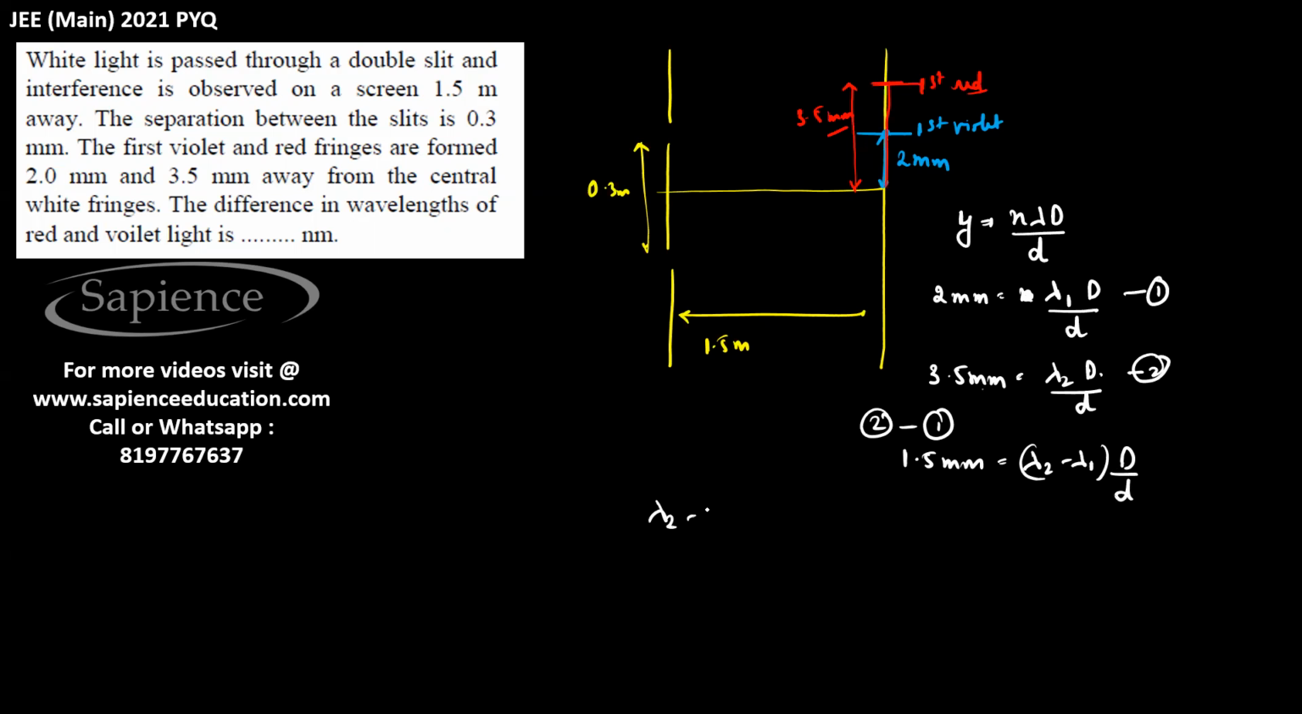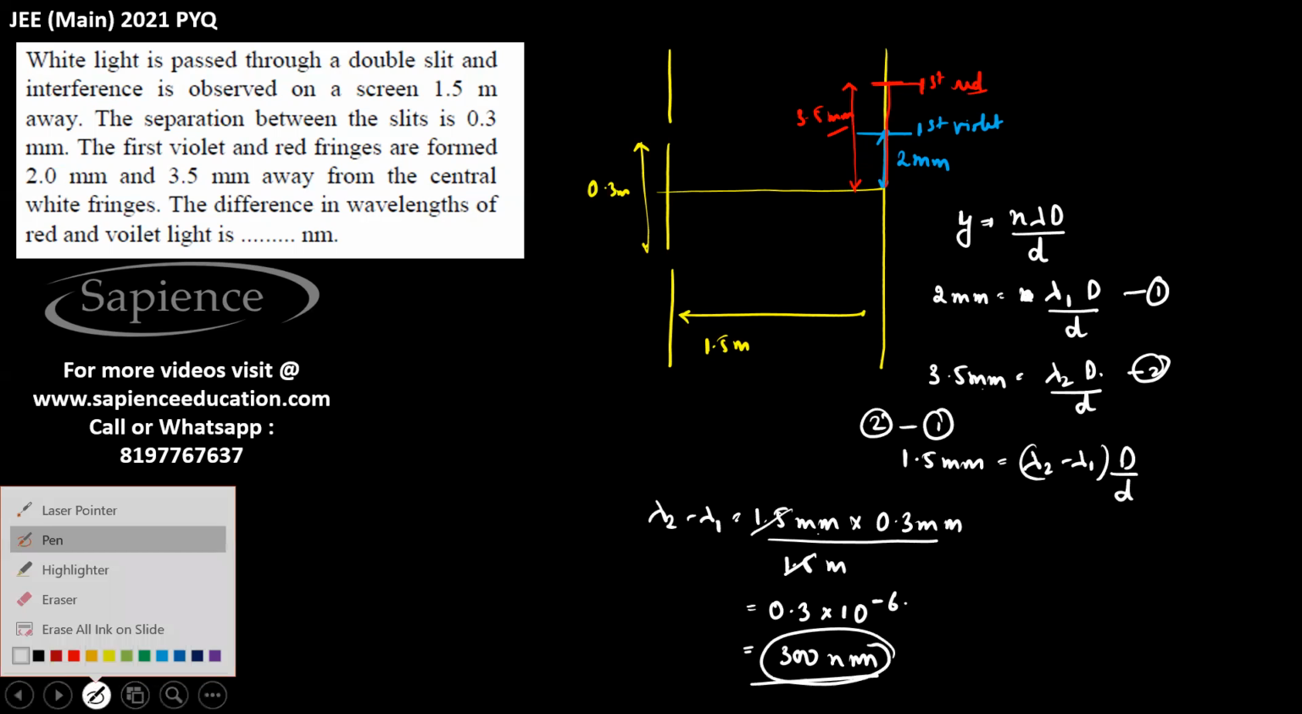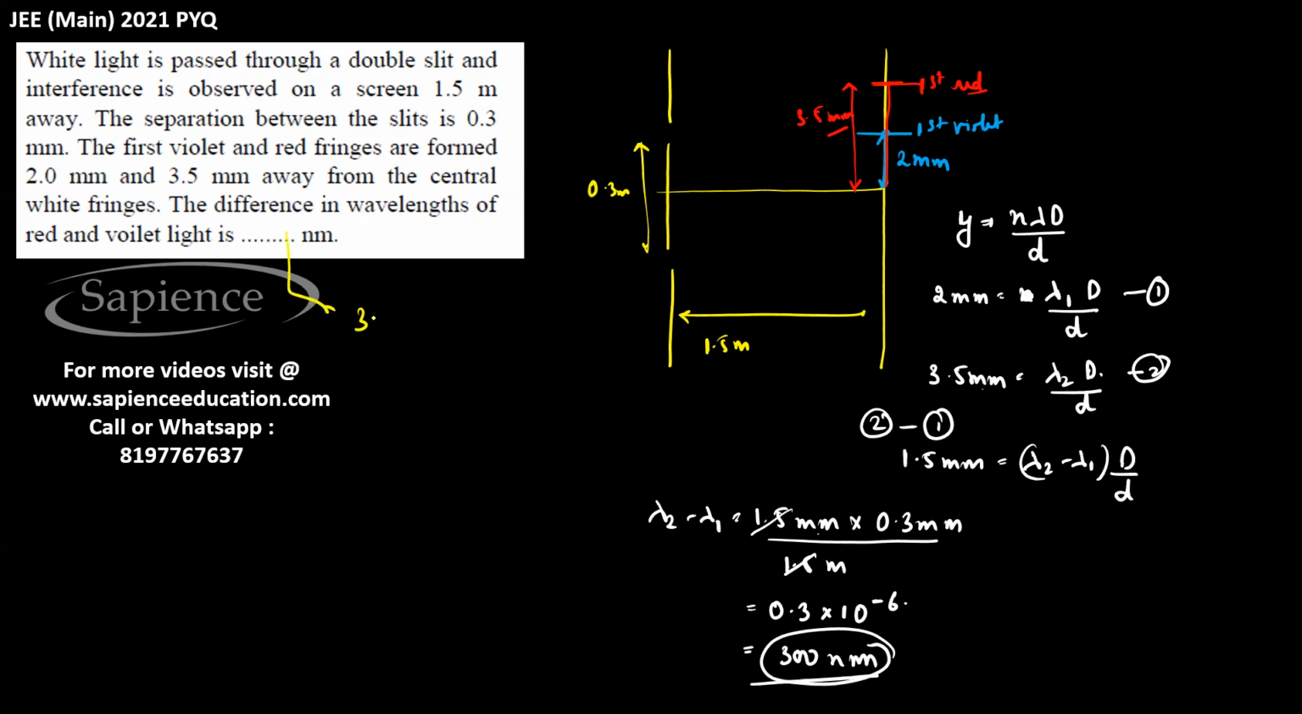So lambda 2 minus lambda 1 is equal to 1.5 mm into small d, which is 0.3 mm, divided by capital D, which is 1.5 meters. 1.5 is cancelled. This millimeter will make it 10 to the power minus 6. You need the answer in nanometers, so you have to multiply by 1000. So it will become 300 nanometers. So the answer for this is 300.0. Next question.